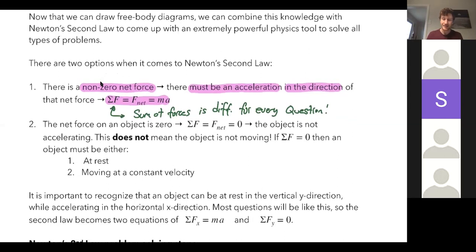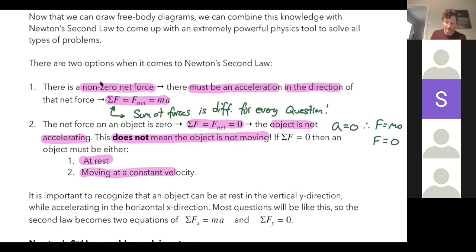Option number two kind of has two parts to it. The object is not accelerating because your sum of the forces, or your net force, is equal to zero. If your acceleration is equal to zero, then F equals ma is just zero, not a. Your force is zero. The big thing to realize is that this does not mean the object is not moving. It could definitely be at rest, which would not give an acceleration, but it might also be moving at a constant velocity.